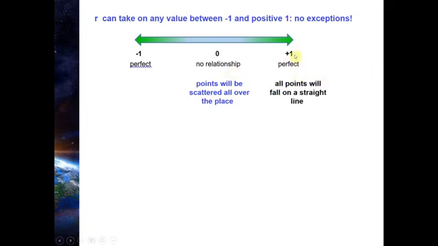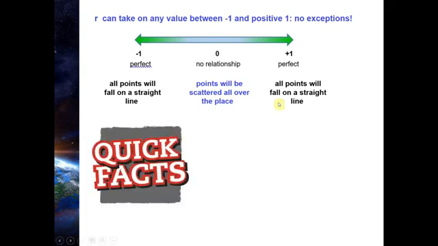So if it's +1, all the points will fall on a straight line. If it's -1, all the points will fall on a straight line. Now you might guess the line has to be different, right? In this case, the line is going to take on a negative slope. In this case over here, the line will take on a positive slope. I will show this to you very, very soon.